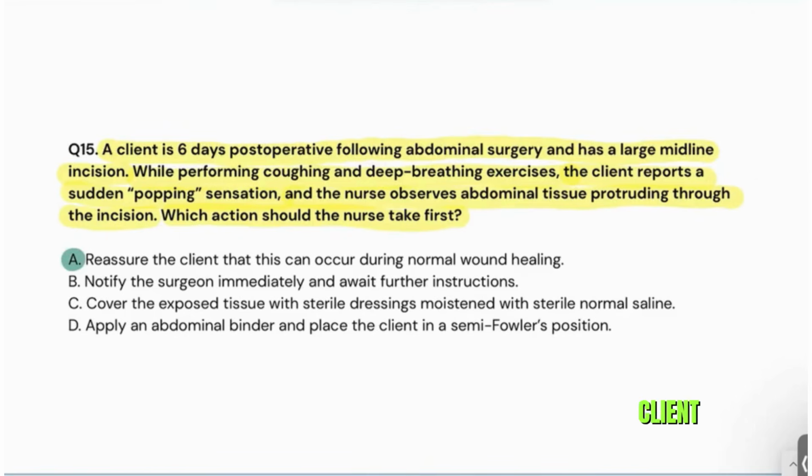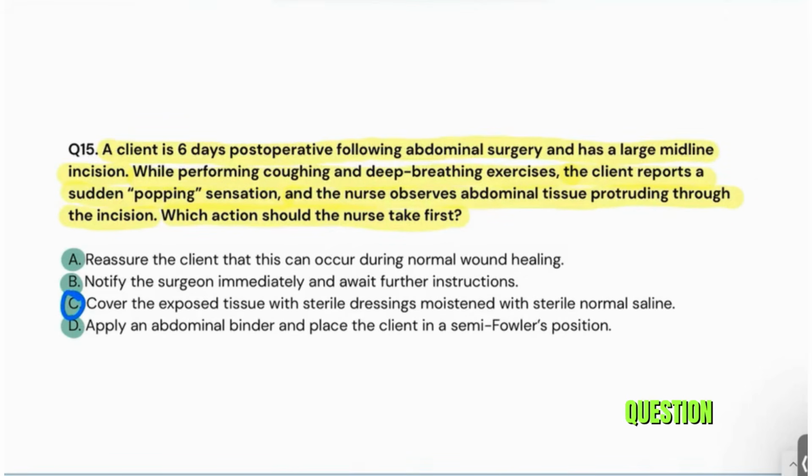A, reassure the client that this can occur during normal wound healing. Letter B, notify the surgeon immediately and await further instruction. Letter C, cover the exposed tissue with sterile dressings moistened with sterile normal saline. And letter D, apply an abdominal binder and place the client in a semi-Fowler's position. Pause the video.